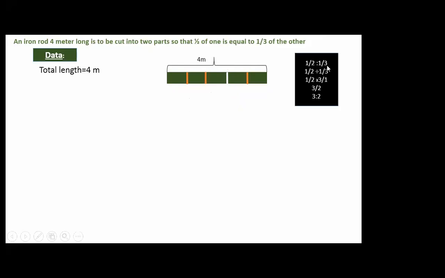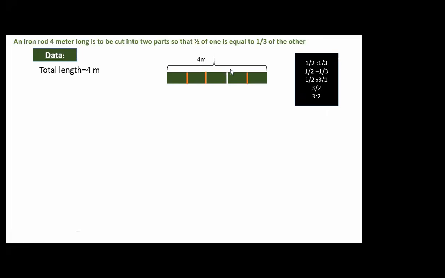Half ratio one third. Okay, so here I have converted this colon, that means the ratio, into a division sign, and division will convert into multiplication. I get the reciprocal of 1 ratio 3, that means 3 ratio 1. 3 ones are 3 over 2. We get 3 upon 2, means 3 ratio 2.